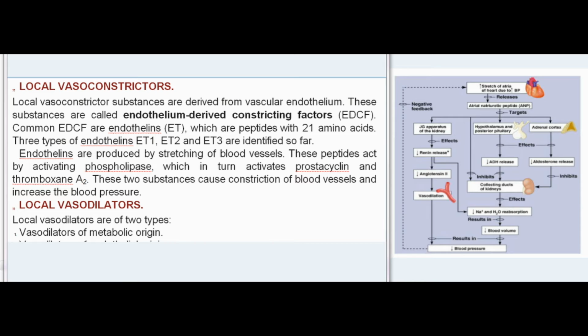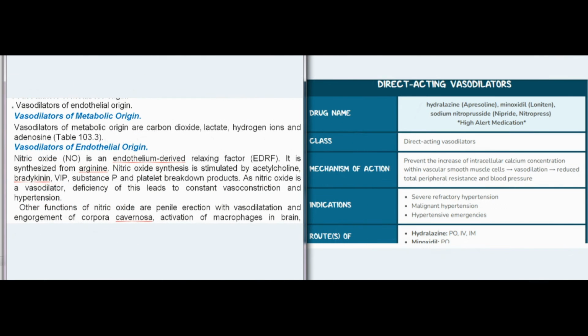Local vasodilators. Local vasodilators are of two types: vasodilators of metabolic origin, and vasodilators of endothelial origin. Vasodilators of metabolic origin. Vasodilators of metabolic origin are carbon dioxide, lactate, hydrogen ions, and adenosine, Table 103.3.